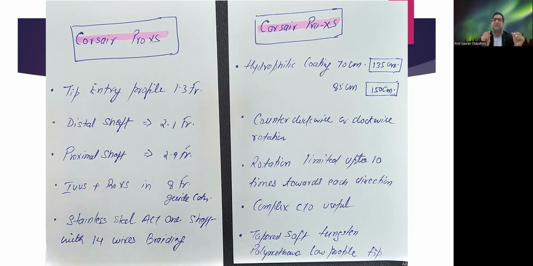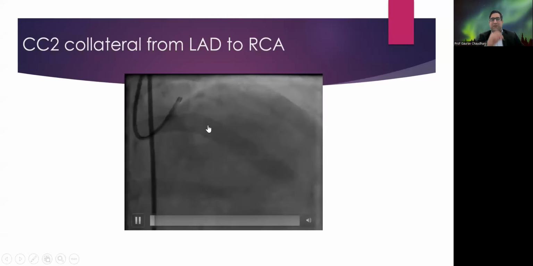And if it stops, then we need to rotate in one direction, clockwise. And once the 10 rotations are up, then we can, of course, change to the different direction, going from clockwise to anti-clockwise. And this is the one microcatheter which can be used in a very complex CTO, especially calcified ones. And it has a tapered soft tungsten marker, that is, it has a polyurethane low profile tip. So it gives radiopacity as well as negotiating power to the microcatheter. And this is one of the most commonly used microcatheters, especially for septal channels.